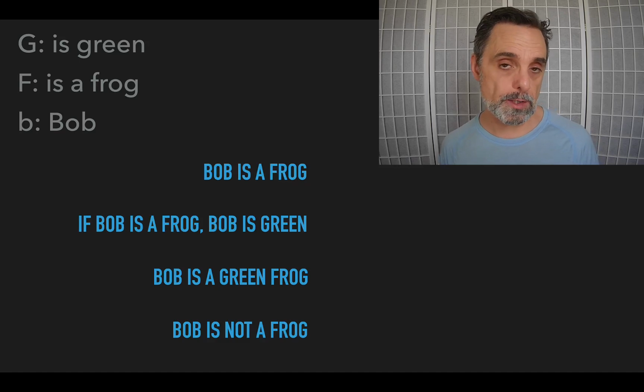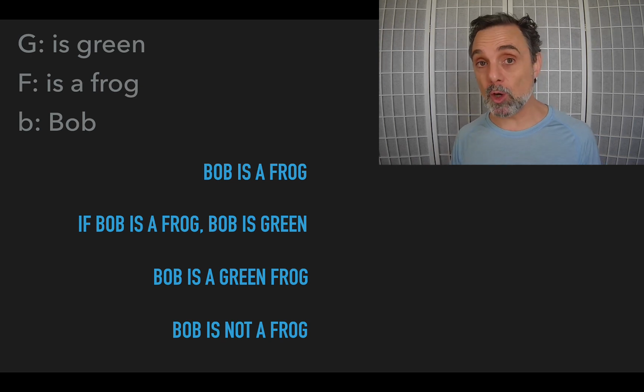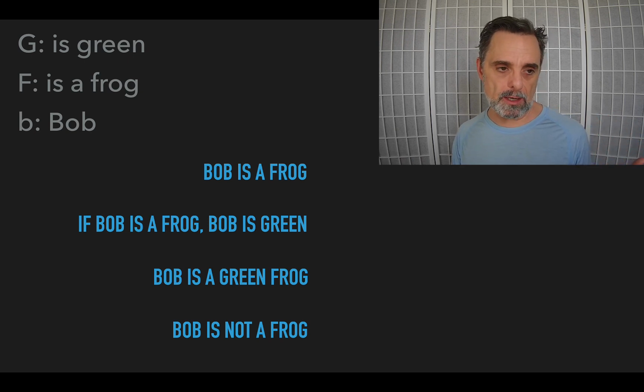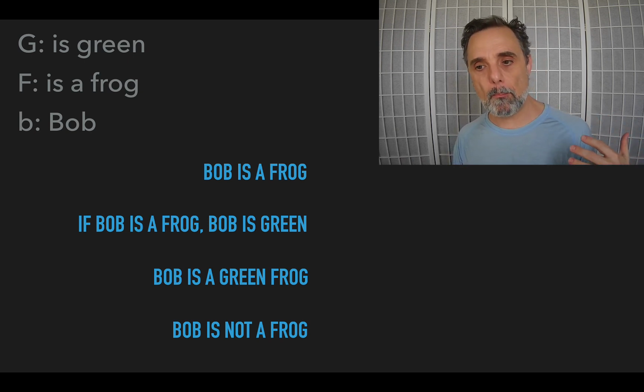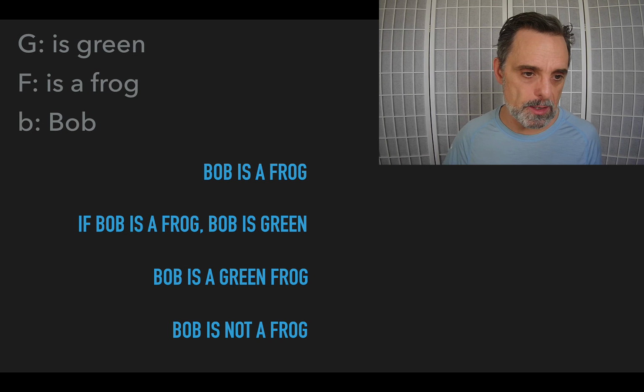Hello! In this video we're going to learn more about interpreting these atomic predications. What do they mean? And in particular, how are we going to symbolize with them? So let's let big G mean is green, big F mean is a frog, and little b mean Bob. So how do you think we would symbolize Bob as a frog?